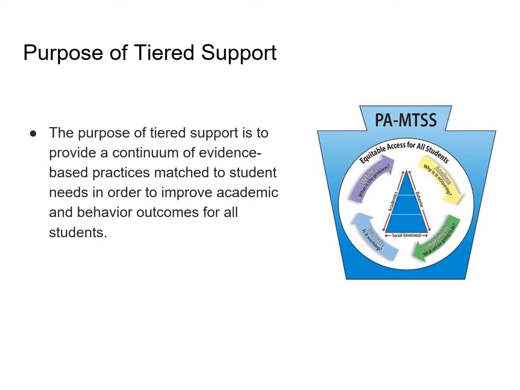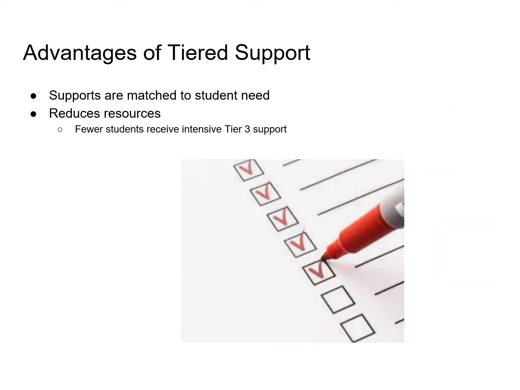Tiered support offers a continuum of practices that are evidence-based. Because support is provided on a continuum, it can be matched to student needs to assure that all students are progressing both academically and behaviorally. There are numerous advantages of tiered support. The primary advantage is that the intensity of support is matched to student need. This reduces resources as most students are responsive to less intensive levels of support and fewer students need Tier 3 intensive support.